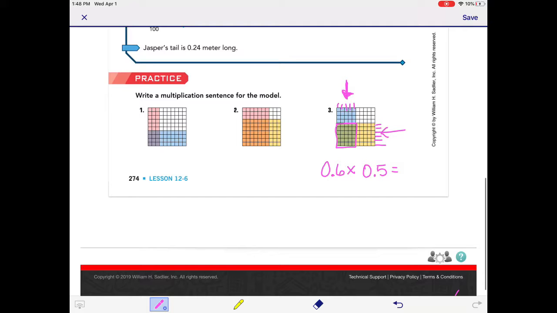All right, let's count them up. 1, 2, 3, 4, 5, 6, 7, 8, 9, 10, 11, 12, 13, 14, 15, 16, 17, 18, 19, 20, 21, 22, 23, 24, 25, 26, 27, 28, 29, 30. 30 what? 30 wholes, 30 tenths, 30, you got it, 30 hundredths. So we went out to the hundredth spot. All right, so there's our answer, but let's double check it.